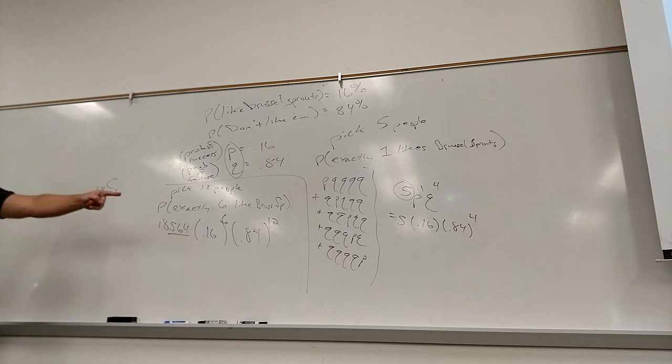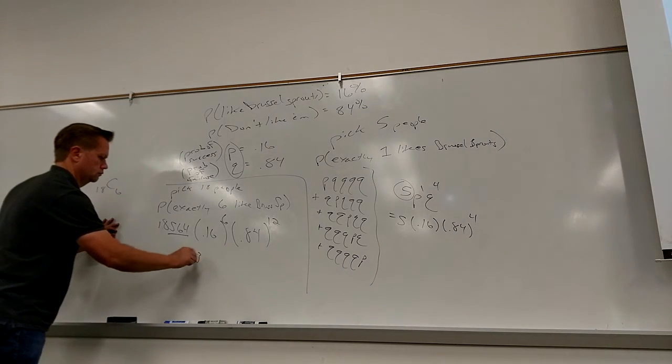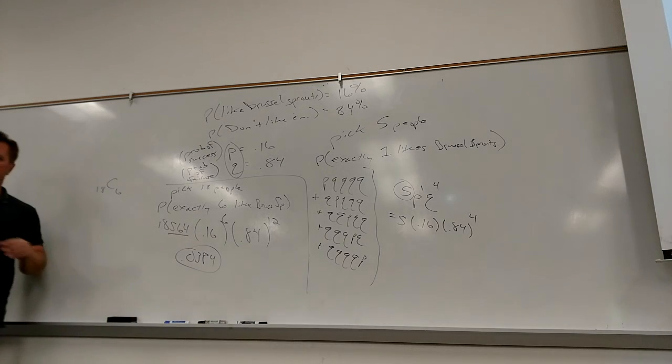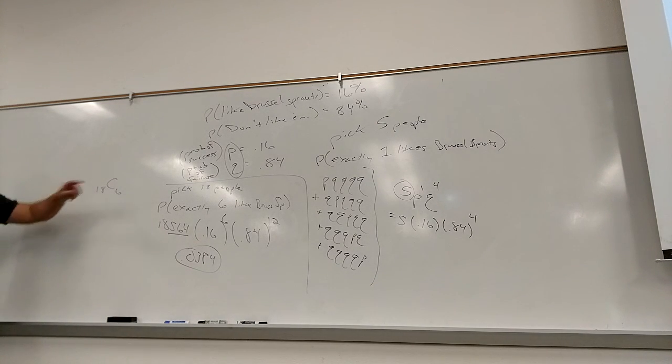So then you just throw that in the calculator, and it tells you that probability. So 18,564 times 0.16 to the 6th over times 0.84 to the 12? And I get almost a 4% chance. 0.0384. Almost a 4% chance that I would get exactly 6 people that like Brussels sprouts out of 18 people.